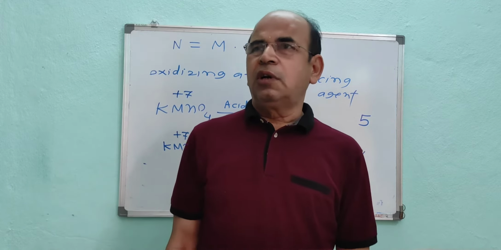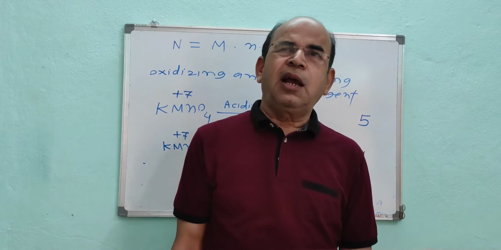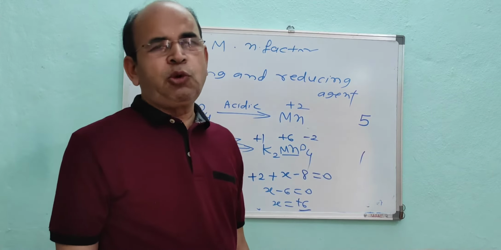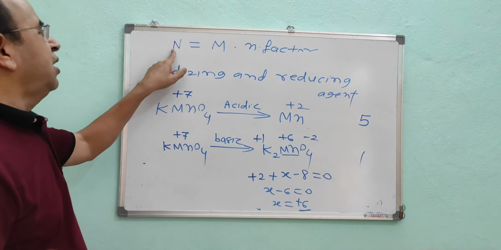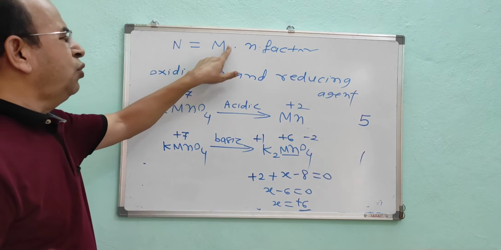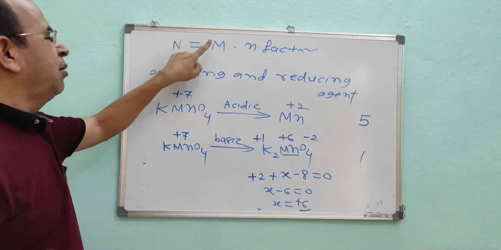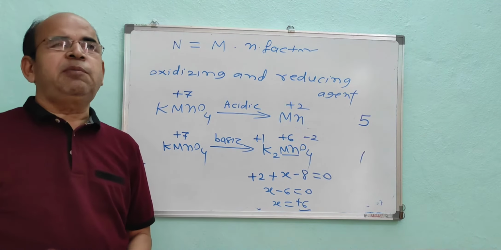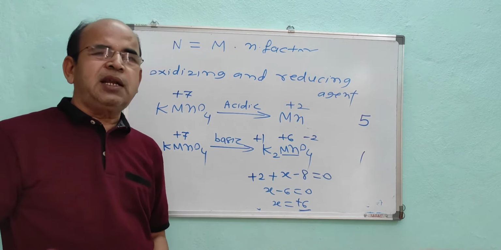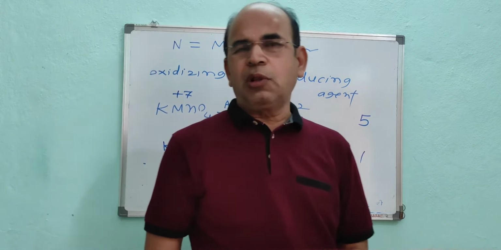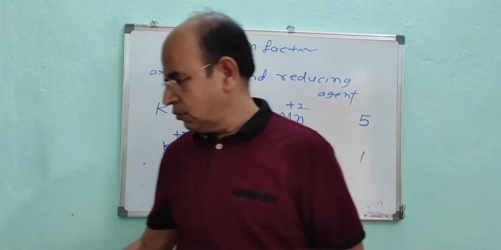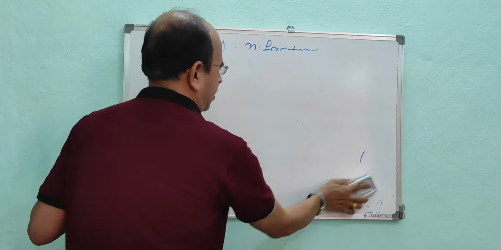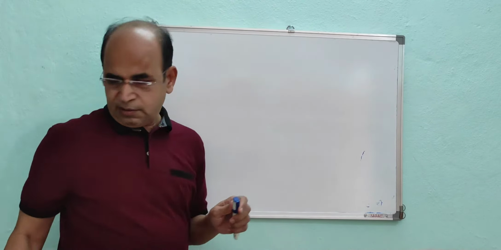In this way we have seen what is the N factor, and if you know the N factor, we can calculate the normality if you know the molarity. And the equation just now we have: N is equal to M into N factor. N is the normality, M is the molarity, and N factor. Now if N factor is 1, then obviously normality and molarity will be the same. Now let's see the next concentration term, that is the formality.